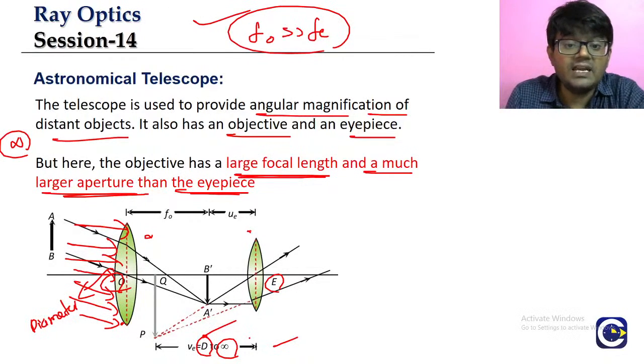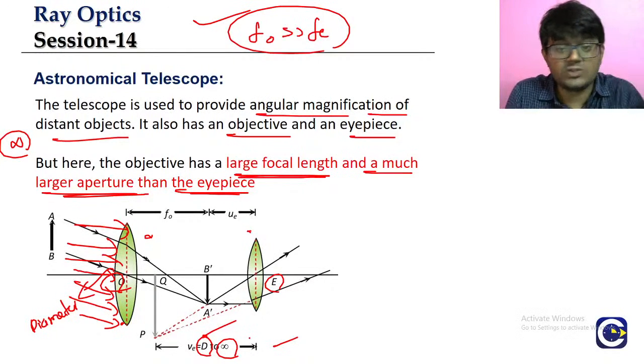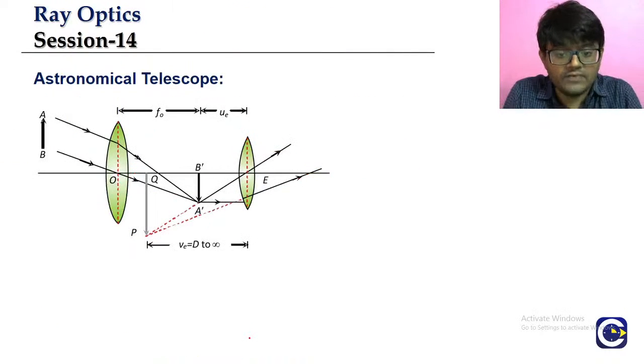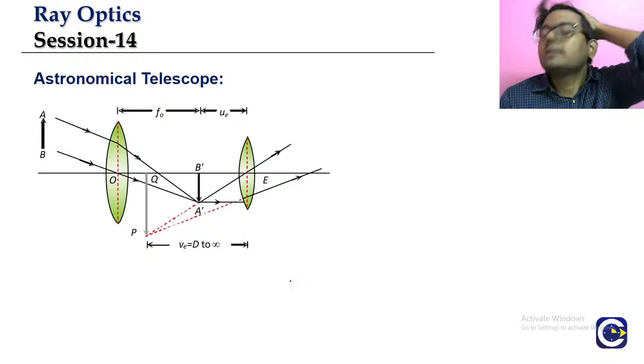The comparison in terms of the lens properties. Like you can see here, as I said, the objective will have a higher focal length and larger aperture. There it is not the case. So we will just look at how the astronomical telescope will actually work. So look at this one. This is what we have as the astronomical telescope.